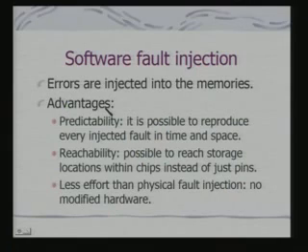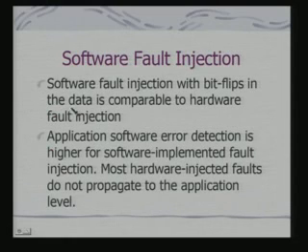Then for software fault injections, you can actually modify the code, introduce a bug or modify the data. The advantage is its predictability. It is possible to reproduce every injected fault in time and space, because you know what fault you are introducing, and you can reach storage locations within chips instead of just pins, because this is not possible if you are only manipulating the signals in hardware and not the software code, and it is of less effort than physical fault injection. So, software fault injection with bit flips in the data is comparable to hardware fault injection.